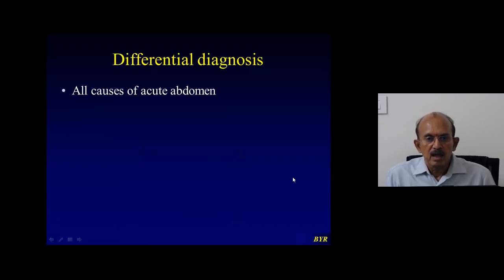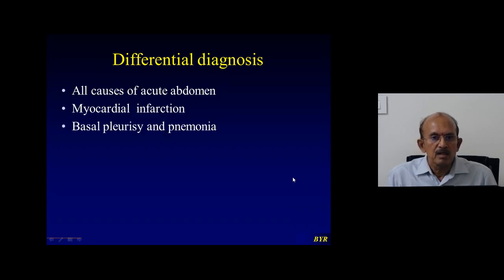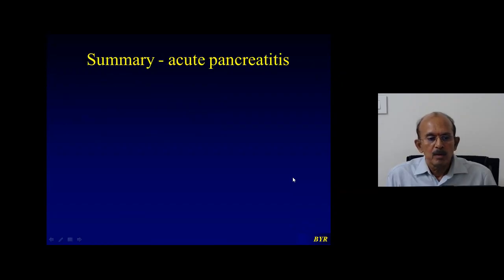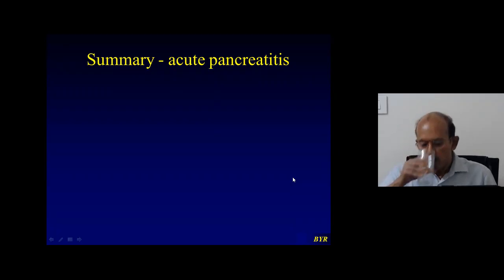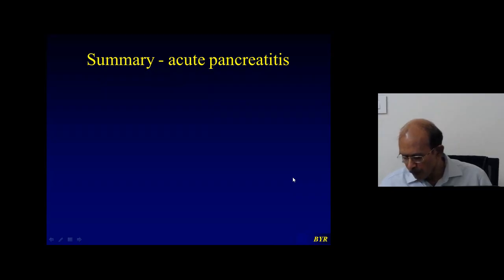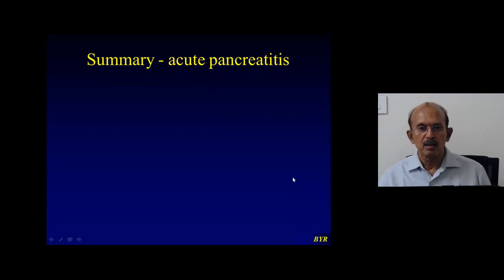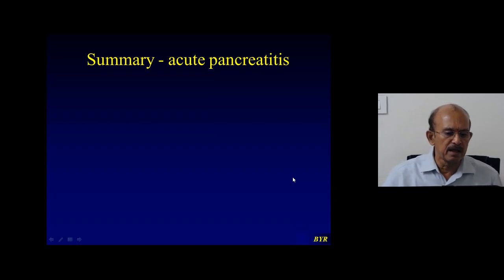Differential diagnosis: all causes of acute abdomen you have to consider, and also you have to consider myocardial infarction, basal pleurisy, and pneumonia. So these are about the pathophysiology and clinical manifestations of acute pancreatitis. I hope it is clear to you. If you have any doubts, I will clear them and then go forward to the investigations.